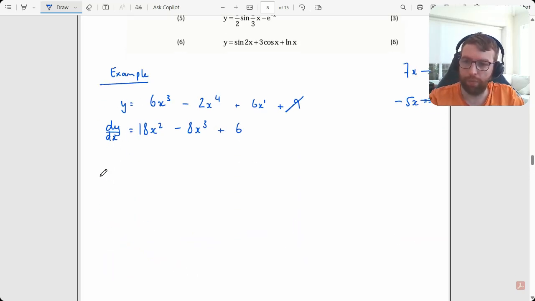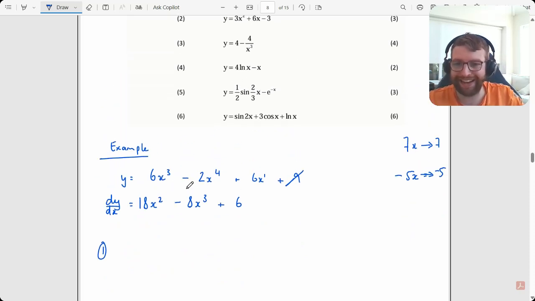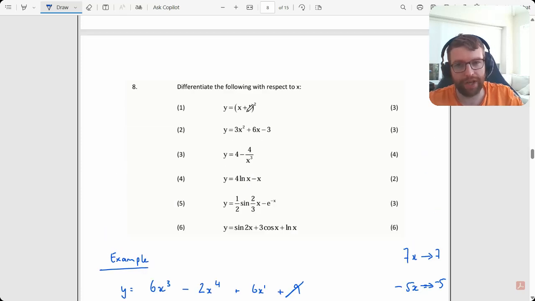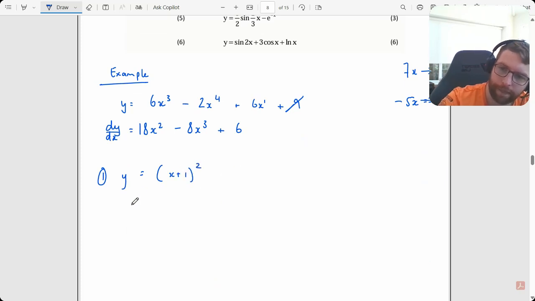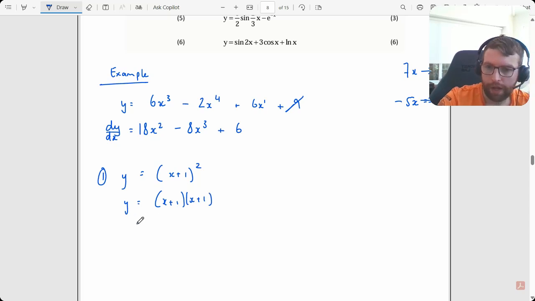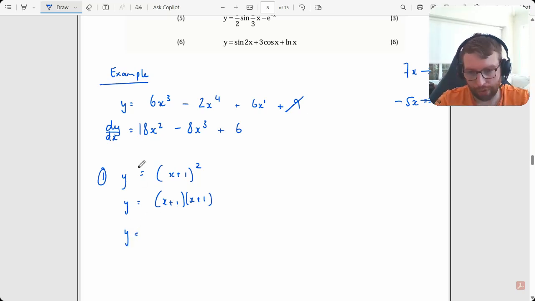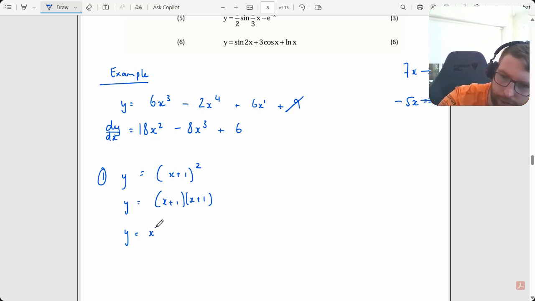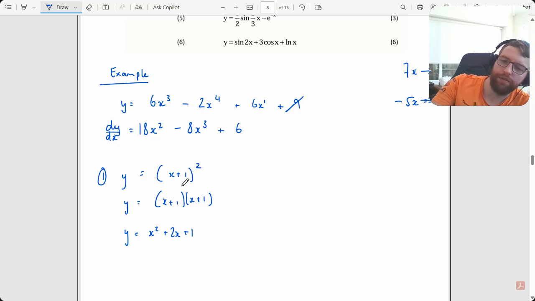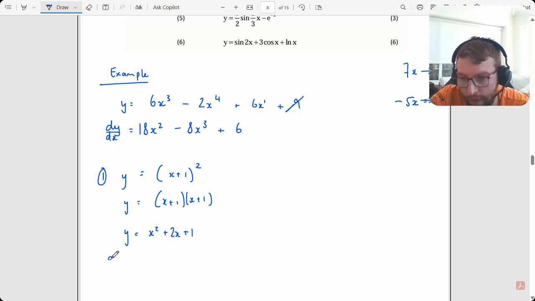For question 1, we just need to get it so it looks a little bit like this. So we're going to expand these brackets first. So y equals x plus 1 squared, which actually means just x plus 1 bracket, x plus 1 bracket. And so expanding those out, I'll not go through the long-winded way, but you should know how to expand it, and you get x squared plus 2x plus 1 is your final answer, and then we differentiate that.